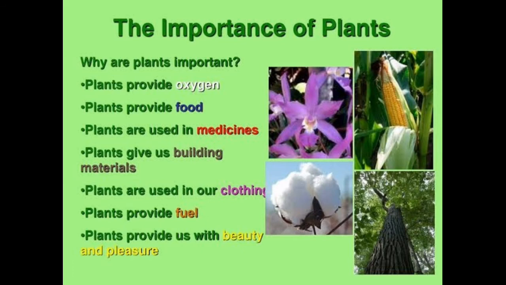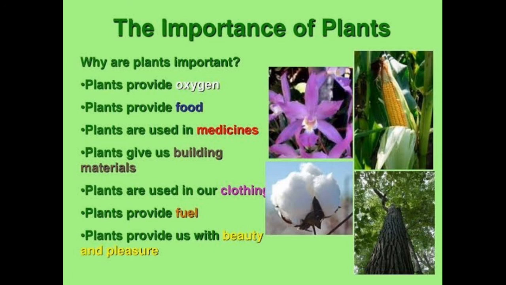Now children, we are going to learn about importance of plants and animals. So importance of plants, why plants are important. When last time I was teaching you the plants' process of making food, photosynthesis, in that I told you plants liberate one gas, that is oxygen gas, and plants are the only producers in this world. So plants provide us food, plants are used in medicines, plants give us building materials, plants are used in our clothing, plants provide fuels, and plants provide us with beauty and pleasure also.